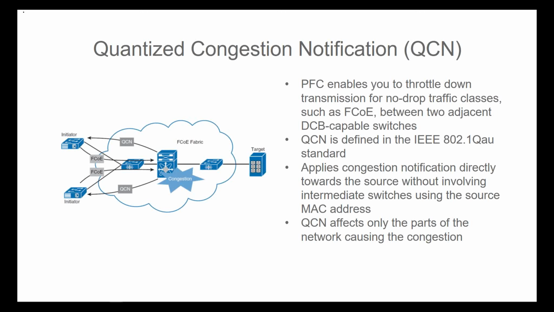So what it attempts to do is, at the second hop here, it maintains a congestion point. It'll send a QCN message straight to the initiator, in this case, telling it that you need to slow down. It doesn't send it to the intermediary switch, it sends it right back to the source, and that is going to be based on the MAC address. That way it can only affect certain parts of the network causing the congestion.